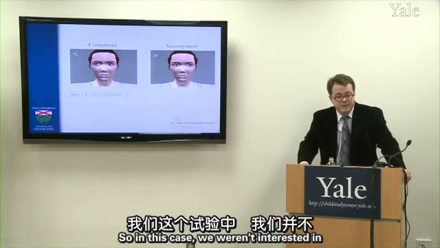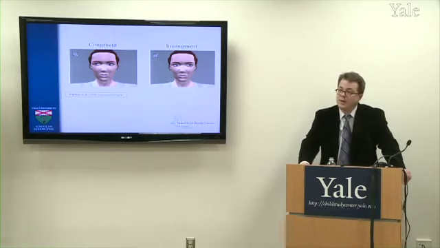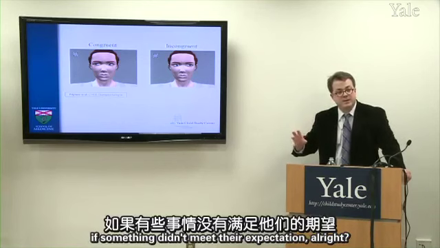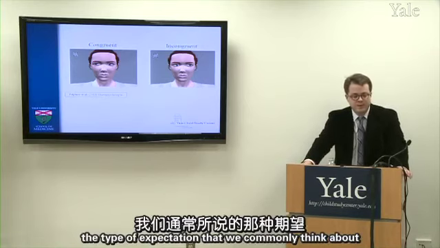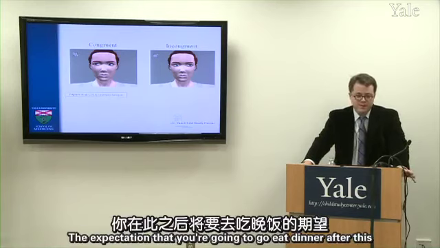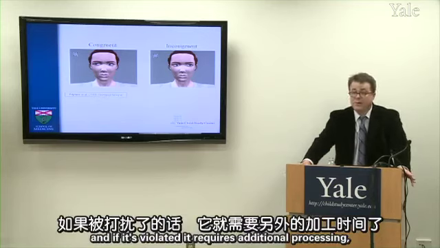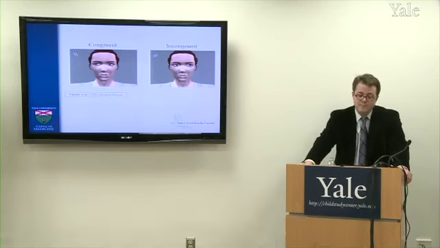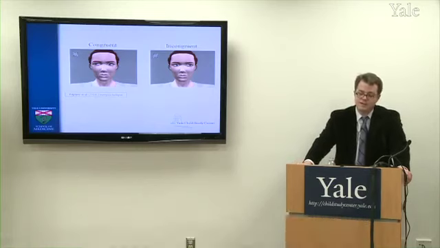So in this case, we weren't interested in what the subjects were doing with their eye movements, but in what their neurons were doing in terms of responding longer and stronger if something didn't meet their expectation. And when I talk about expectation here, I want to be clear that I'm not talking about the type of expectation that we commonly think about in a folk psychological sense. You know, the expectation that you're going to go eat dinner after this, and if it's violated, then it requires additional processing, but it's a very cognitive type of expectation. I'm talking about a very basic implicit expectation about what somebody ought to do in a given context.